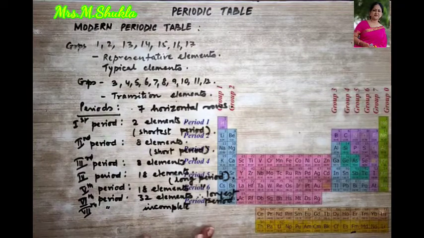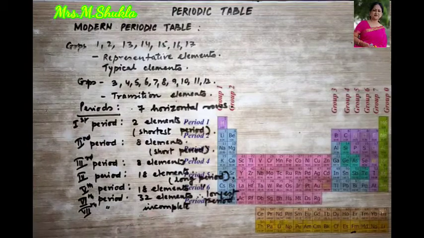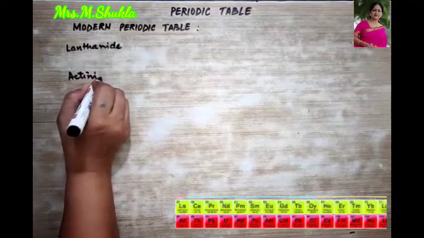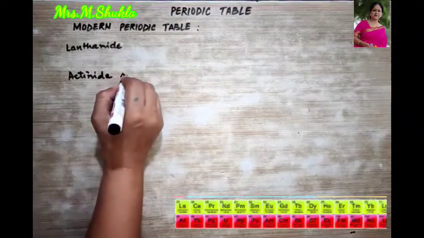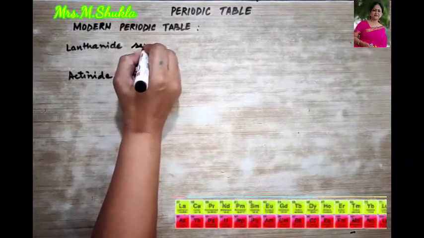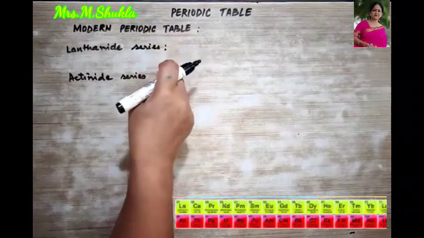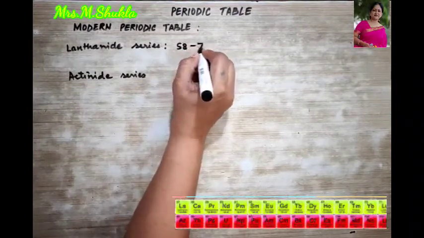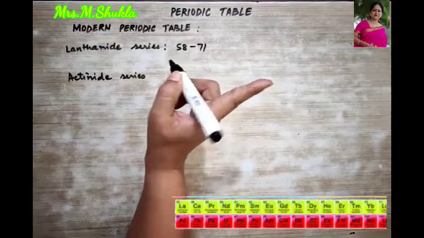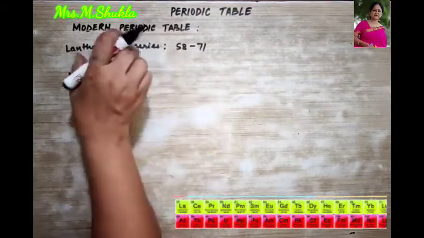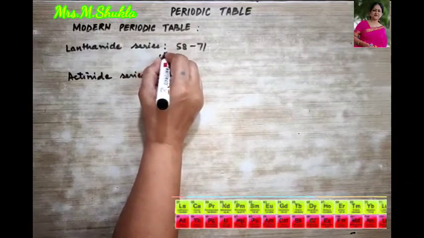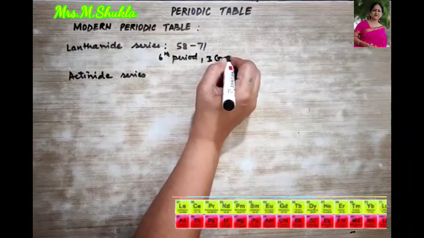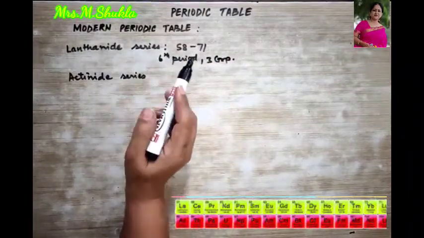Now let us look down in your periodic table. You have the lanthanide and actinide series. Now, the lanthanide series. The atomic number ranges from where? 58 to 71. That is in the sixth period, group 3. From where do we pick up this lanthanide series? It is sixth period and group number is 3. These are called the lanthanide series.